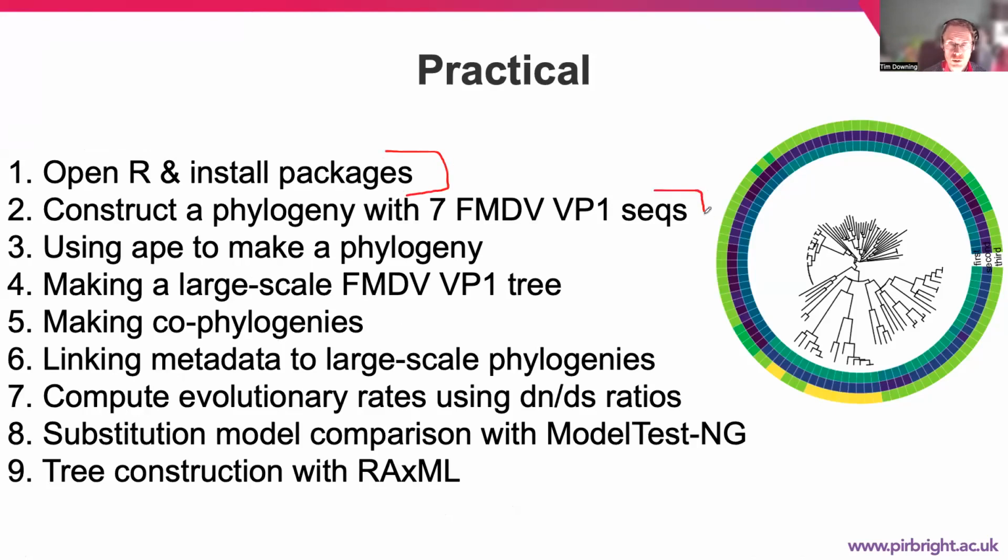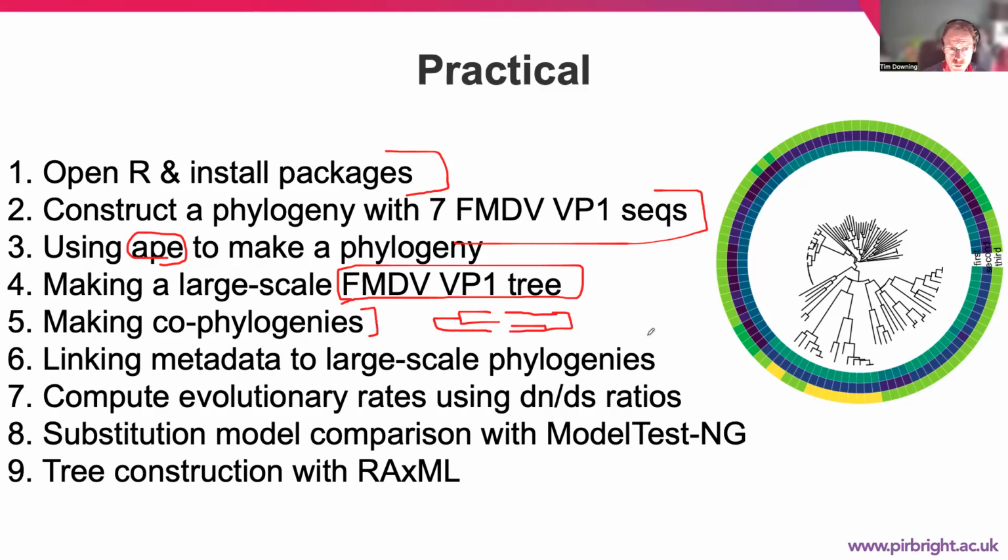We're going to create a tree with a small set of 7 FMDV VP1 sequences, where you're going to use a package called ape to make a phylogeny from those sequences. We're then going to create a large-scale FMDV VP1 tree. We're going to create co-phylogenies that represent different patterns of trees for different sequences for the same set of samples, so that we can compare them against each other to see if patterns of ancestry differ between those two trees.